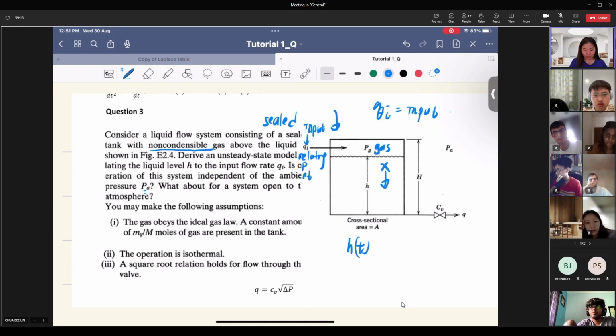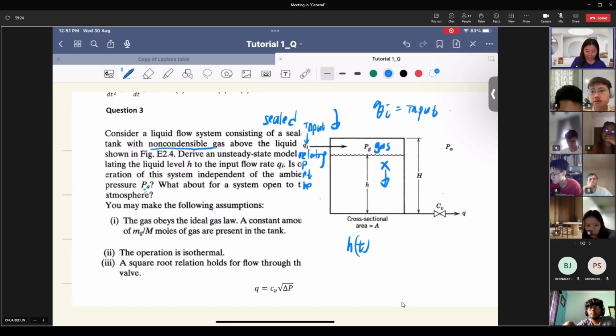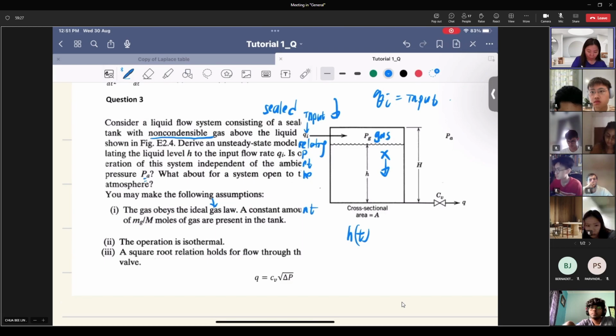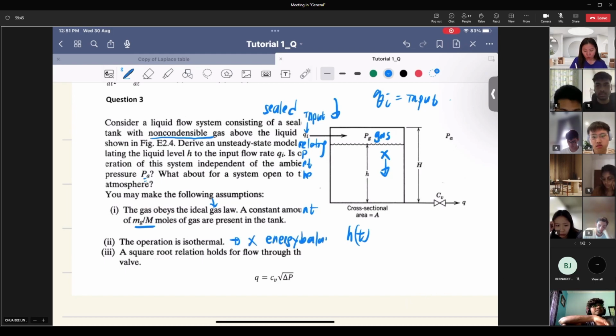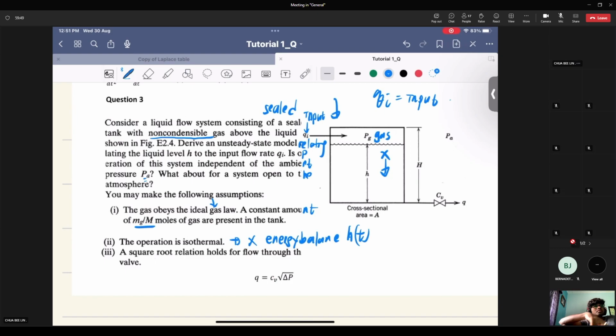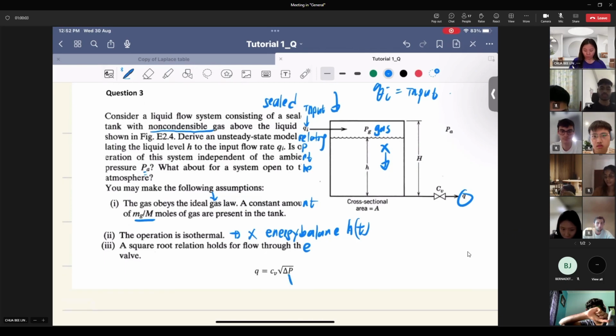What about for a system open to the atmosphere? So you can make the question simpler by giving assumptions. For example, ideal gas law, a constant amount of mg, which means m moles of gas are present in the tank. The operation is isothermal. It means you don't need to consider the energy balance, because temperature is constant, so there is no energy balance. A square root relation holds for the flow through the valve.